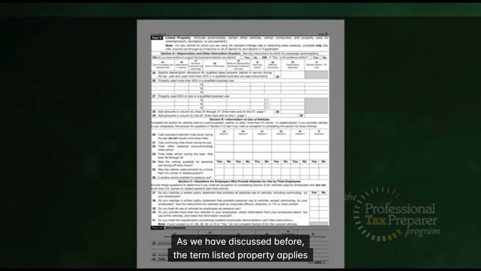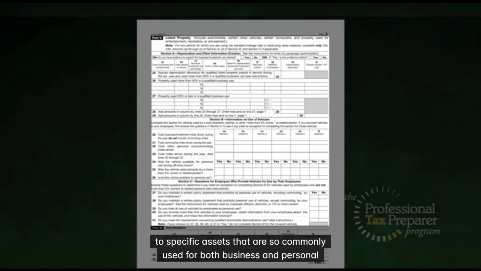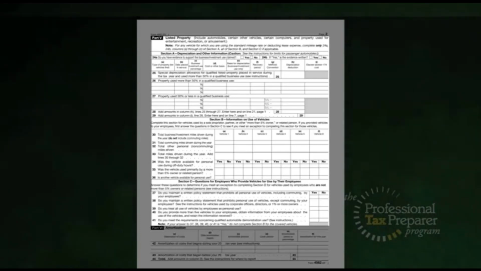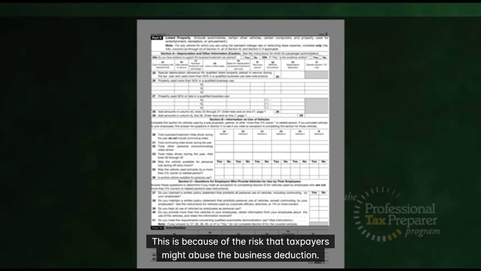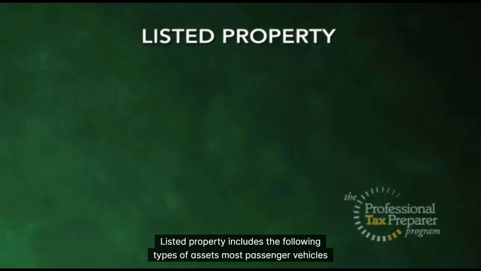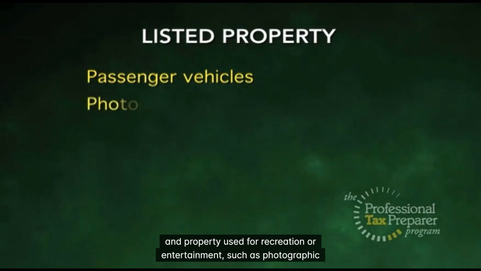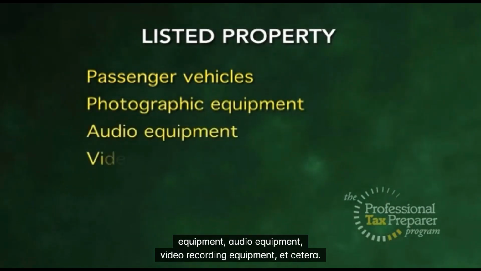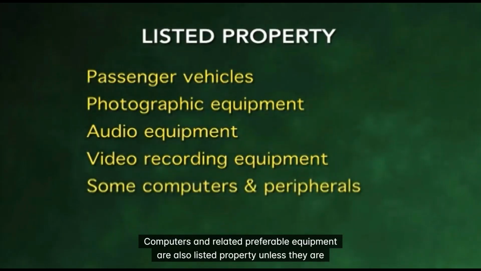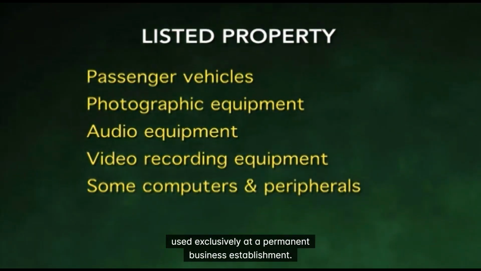As we have discussed before, the term listed property applies to specific assets that are so commonly used for both business and personal reasons that they are subject to depreciation restrictions. This is because of the risk that taxpayers might abuse the business deduction. Listed property includes the following types of assets: most passenger vehicles, and property used for recreation or entertainment such as photographic equipment, audio equipment, video recording equipment, etc. Computers and related peripheral equipment are also listed property unless they are used exclusively at a permanent business establishment.